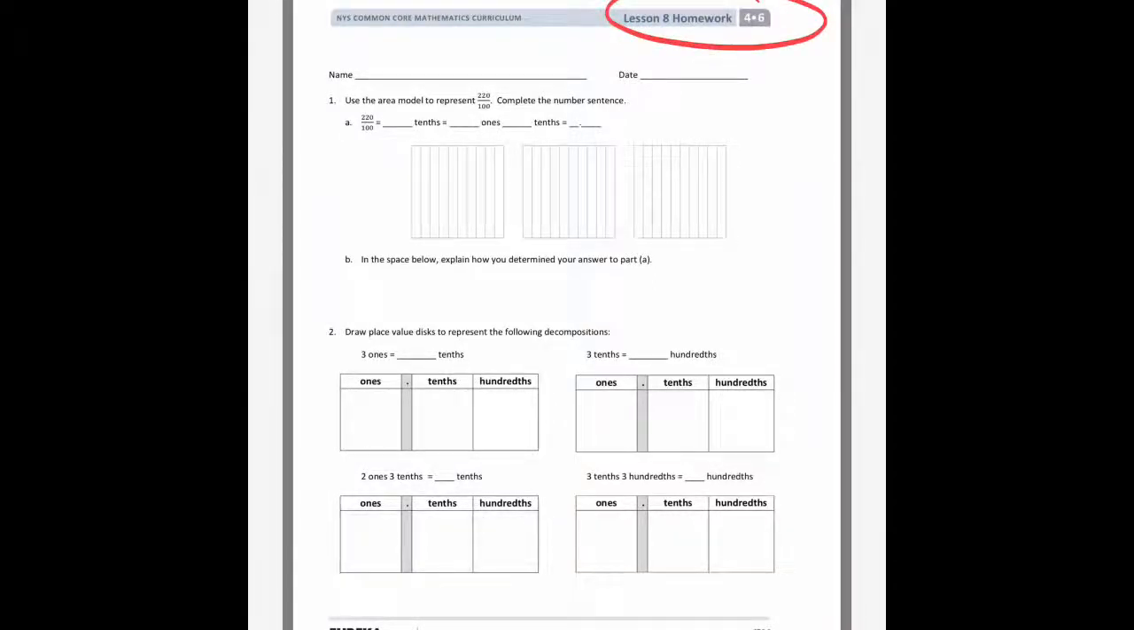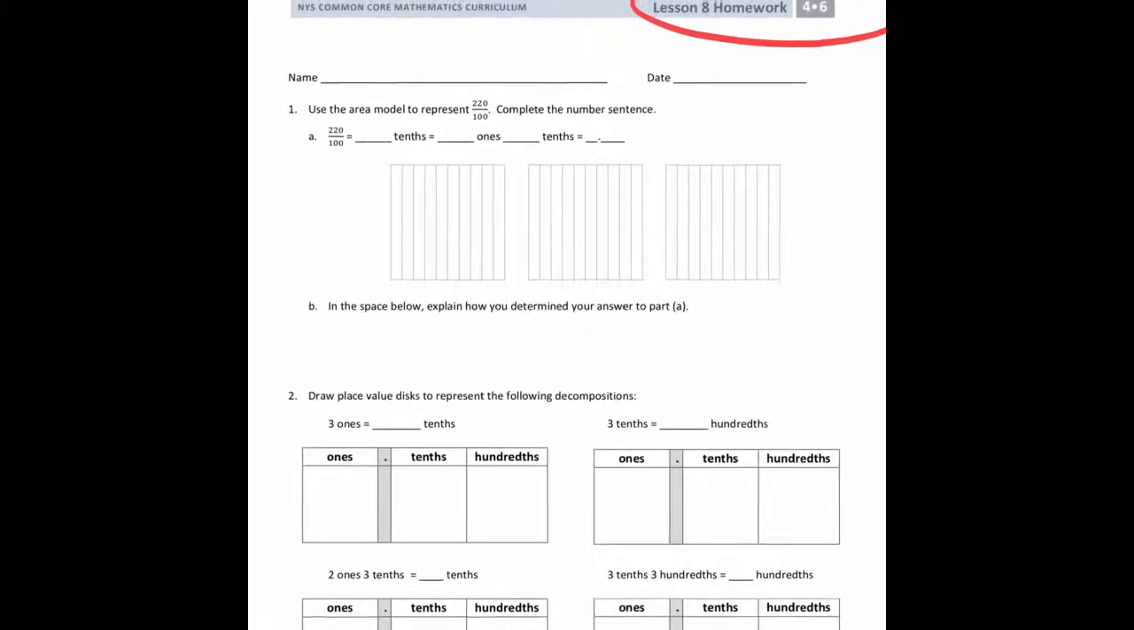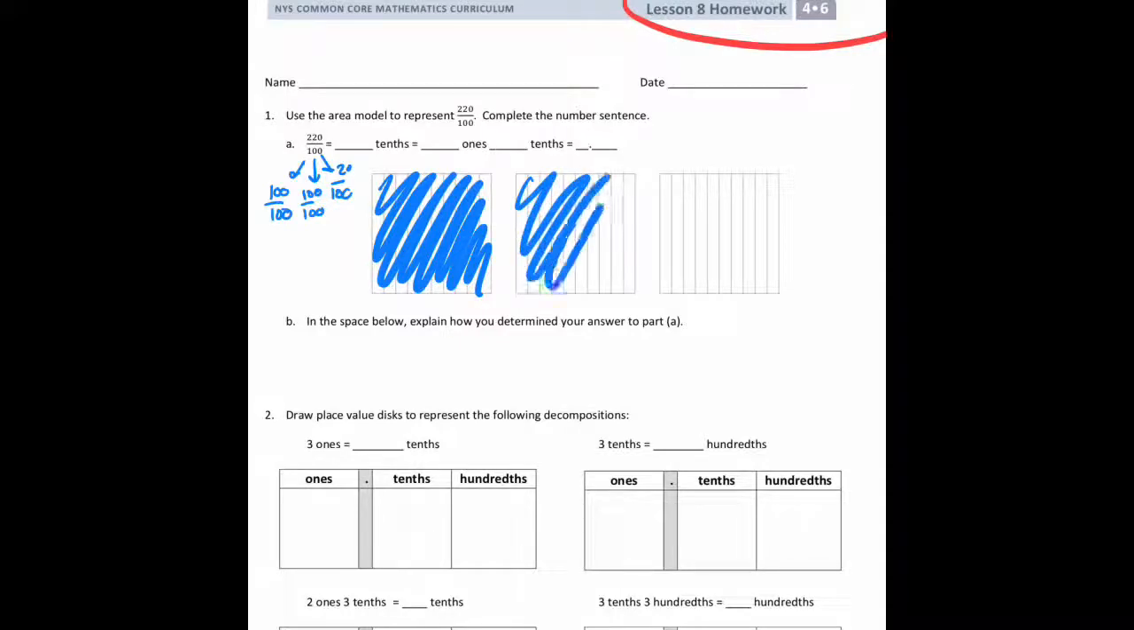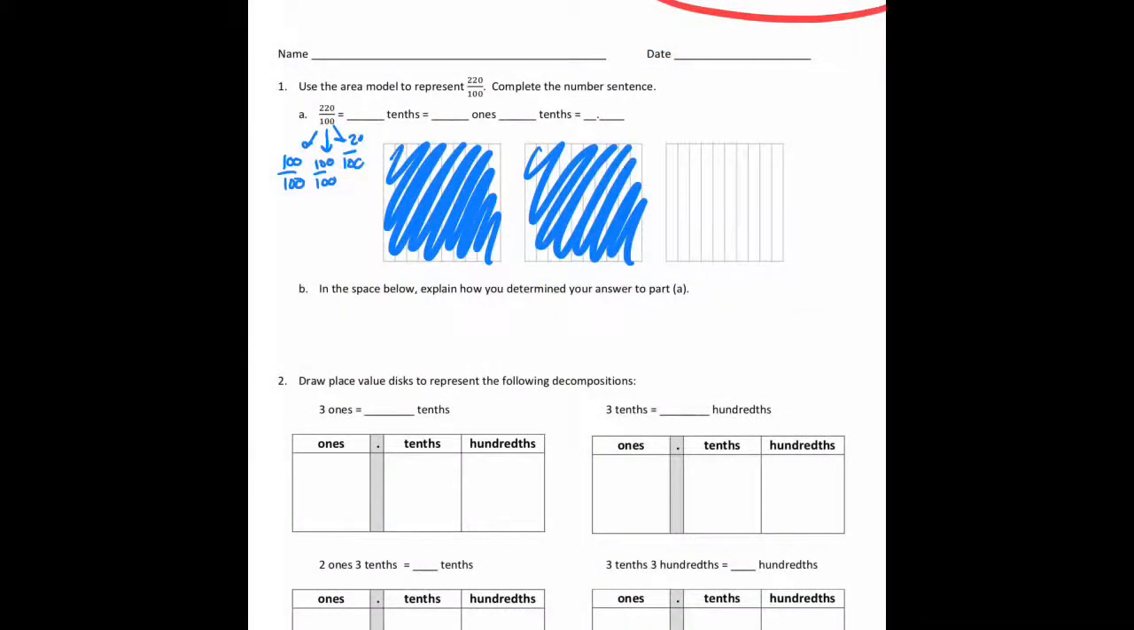And for number 1, we're going to use the area model to represent 220 hundredths and complete the number sentence. So first, in order to represent 220 hundredths, I need to know how many wholes and how many hundredths that is. So I'm going to break it down, and 100 hundredths would be equivalent to a whole, and I can actually pull out 2 of those with 20 hundredths left over, which is the same thing as 2 tenths. So that means I need to color in 2 whole blocks, and then either 20 hundredths or 2 tenths. So 1, 2, to represent 220 hundredths.